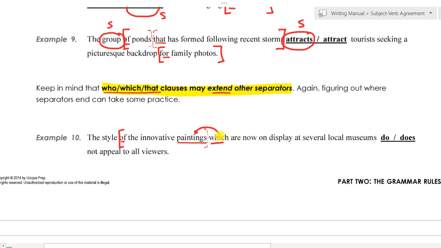So I'm not going to end my bracket after paintings. I'm going to capture that entire which clause that describes paintings. Again, if you had put 2 brackets in here, one there, that would have been fine. Not necessary, but perfectly fine. So now we read the sentence without the separator. The style does not appeal to all viewers. We actually have another prep phrase separator once again at the end. So the style does not appeal. So we have a singular subject. We need a singular verb.